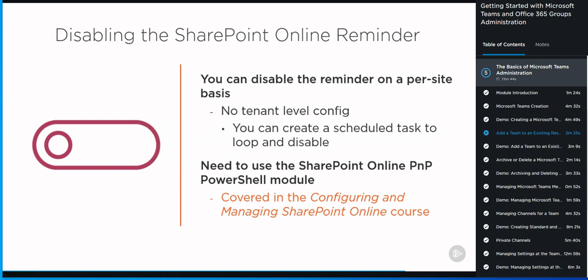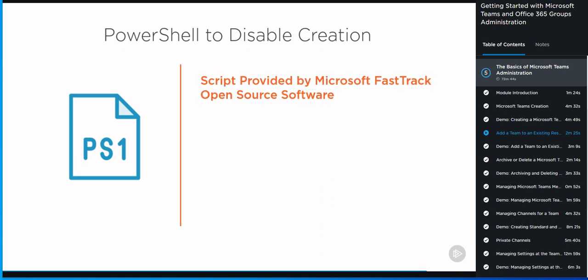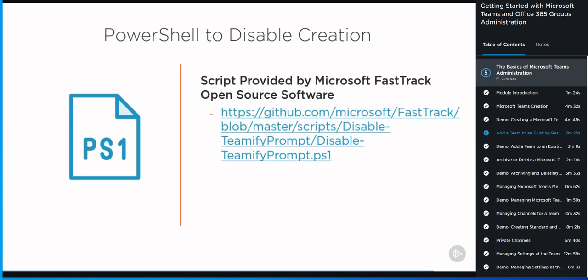Now that we have seen the theory, let's go in the lab environment and see how we can add a Microsoft team to an existing Office 365 group, as well as the team's reminder in SharePoint Online.